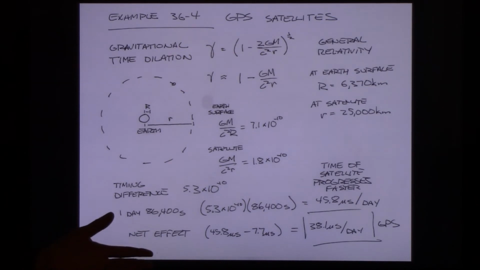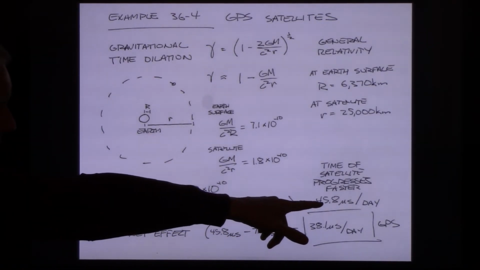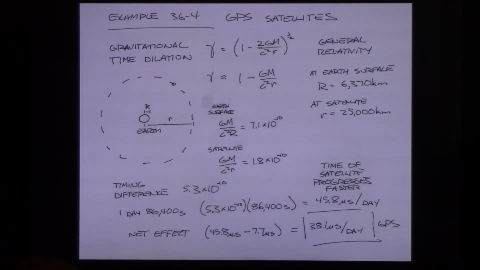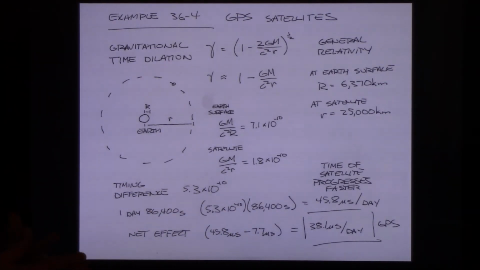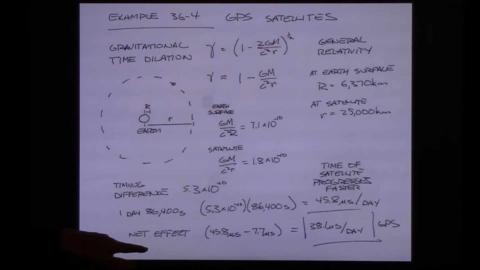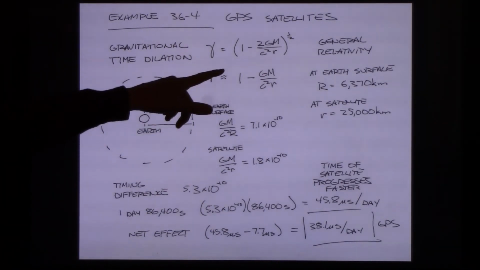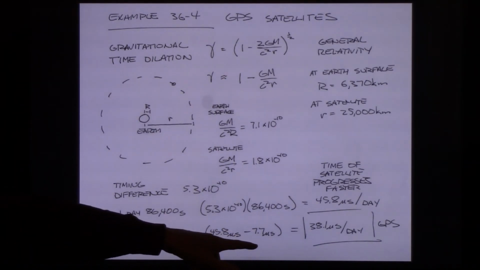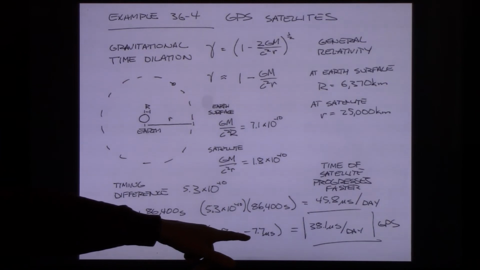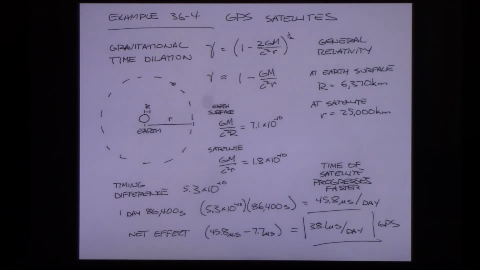How much of an effect is that going to be? Well, it turns out that's an even bigger effect than the special relativity effect. The effect here is about 46 microseconds a day. So the net effect from the gravitation, as predicted by general relativity, and the velocity of the satellite, as predicted by special relativity, works out to about 38 microseconds a day.